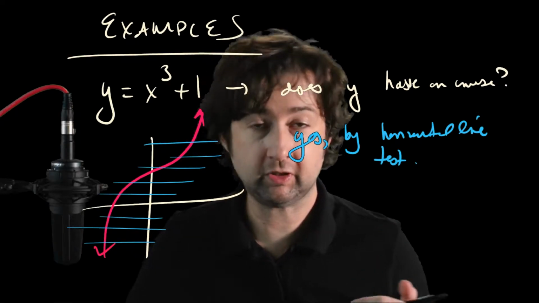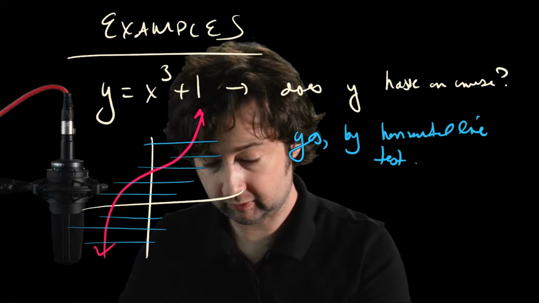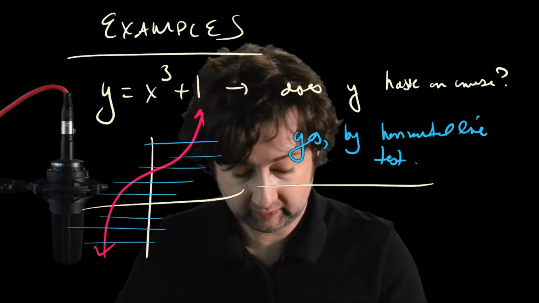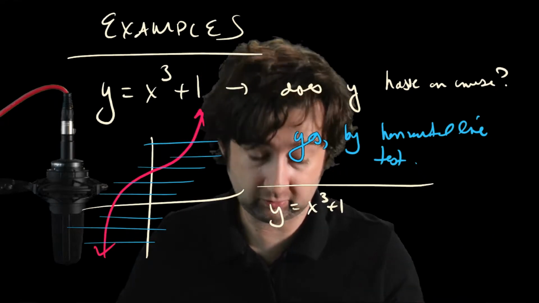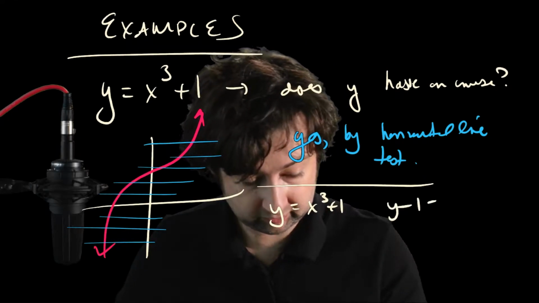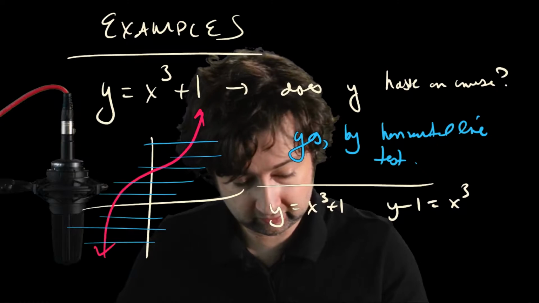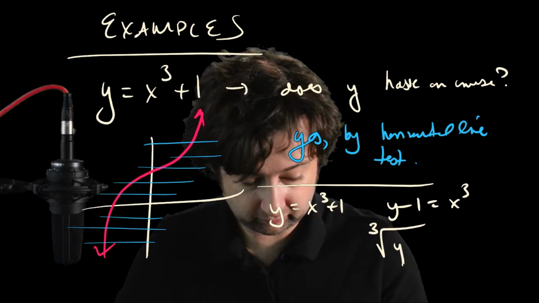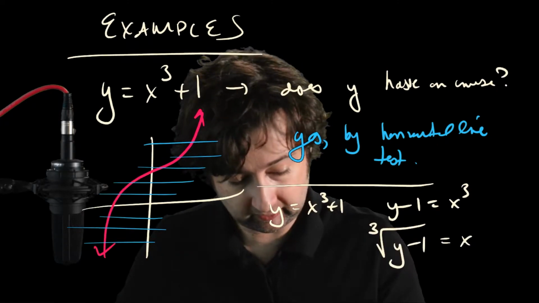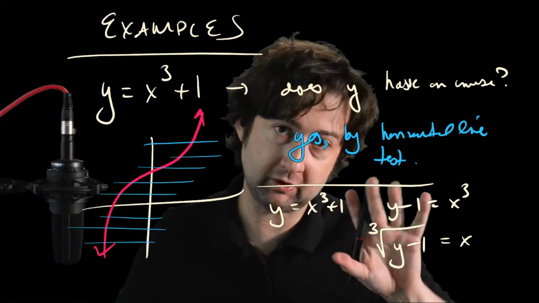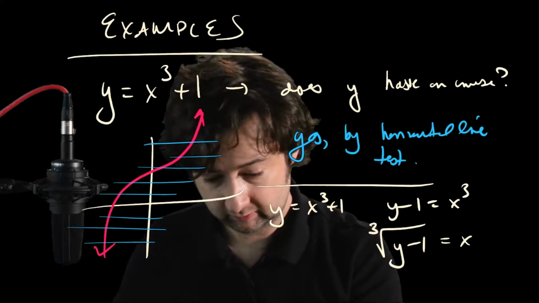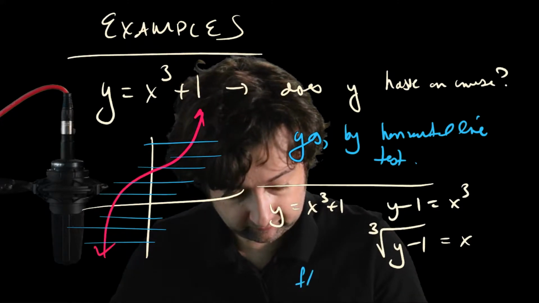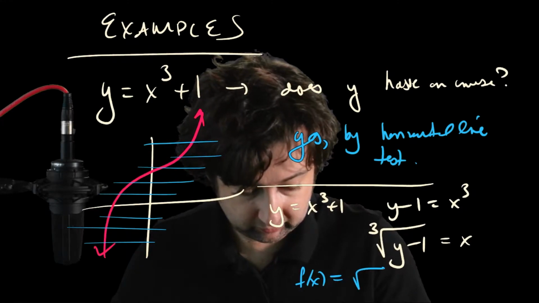Okay, step 2 is we're going to try to write down the formula for the inverse. So I'm going to start with y is equal to x to the third plus 1, and now I'm just going to do some algebra. y minus 1 is equal to x to the third. The cube root of y minus 1 is equal to x. And then the last step is to swap the role of x and y so that I get a function. f of x is equal to the cube root of x minus 1.